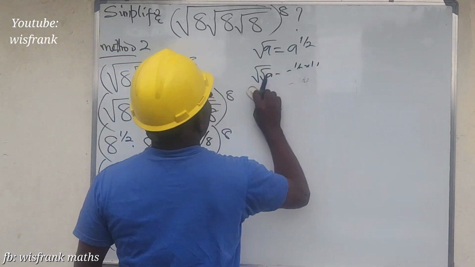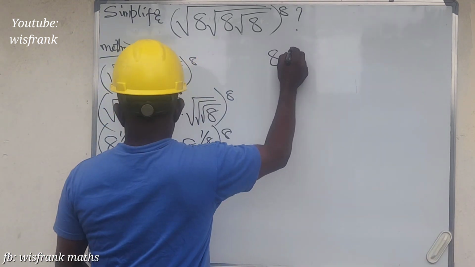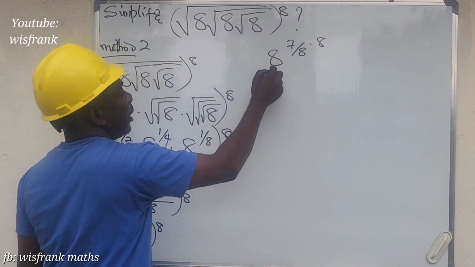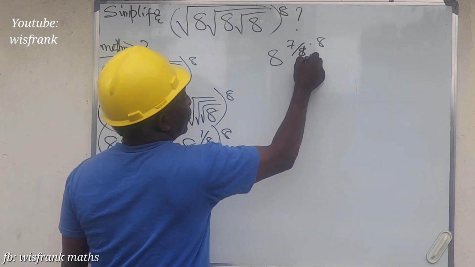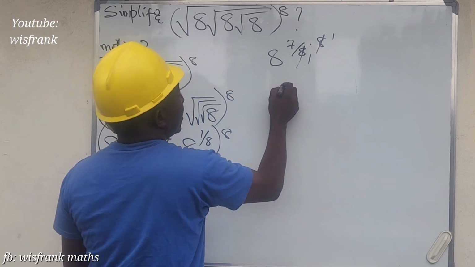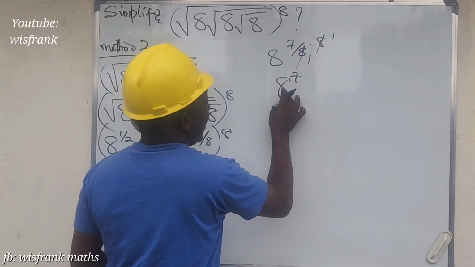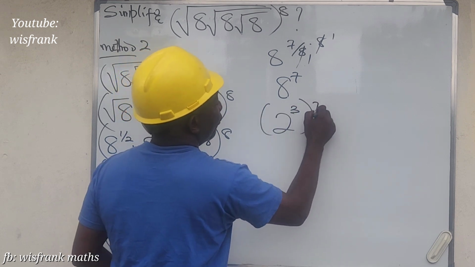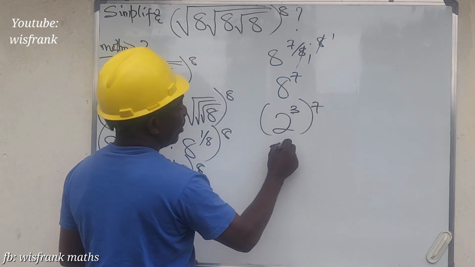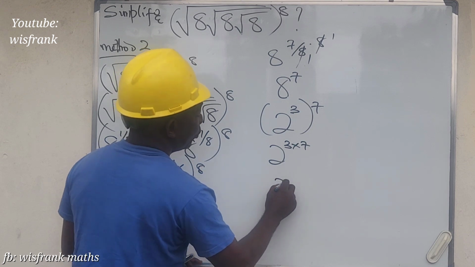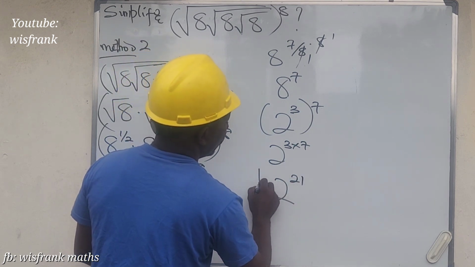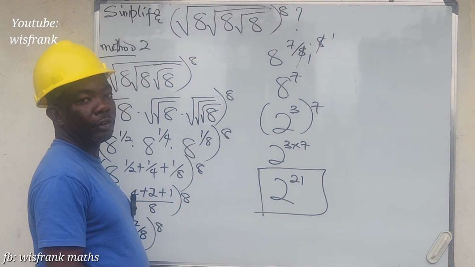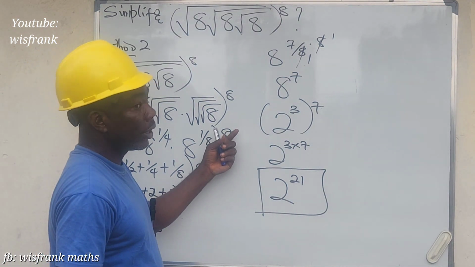So from here, we have 8 to the power of 7 over 8 times 8. The 8 cancels 8, and 1 cancels 1. We are now left with 8 to the power of 7. 8 here is the same thing as 2 to the power of 3, all to the power of 7. We have 2 to the power of 3 times 7, the same thing as 2 to the power of 21. We can see that we have 2 to the power of 21, which is the same answer that we have gotten from the first one, and this is the right answer.